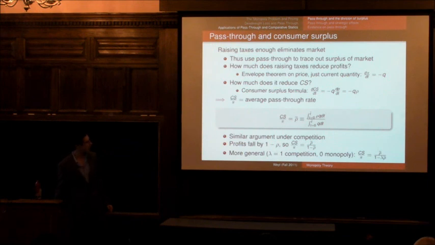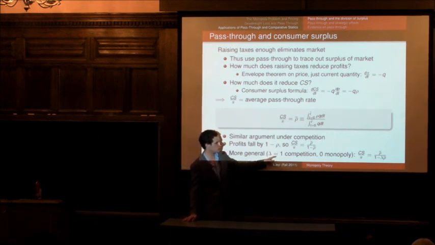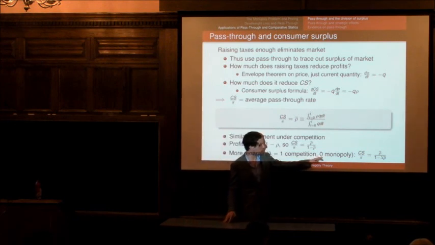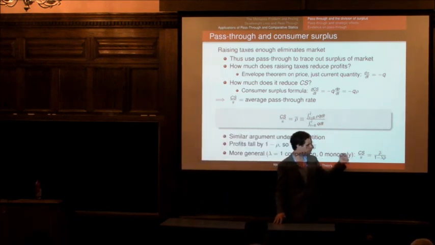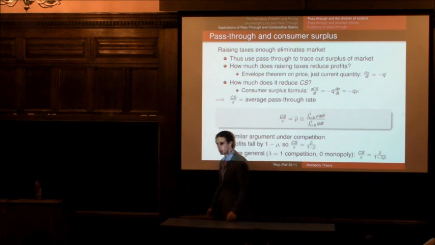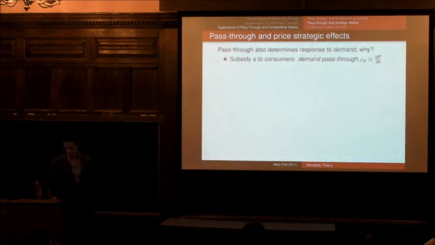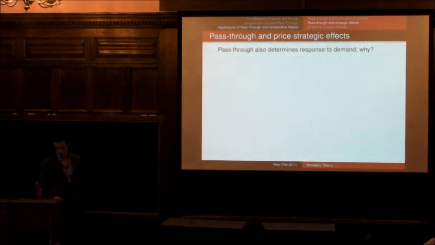And so, more generally, if we use lambda as an index of competition, where 1 is perfect competition and 0 is monopoly, it's natural to expect that the ratio of consumer surplus to profits is going to be the average pass-through rate over 1 minus lambda times the average pass-through. Okay. So pass-through is also going to determine how firms respond to change.